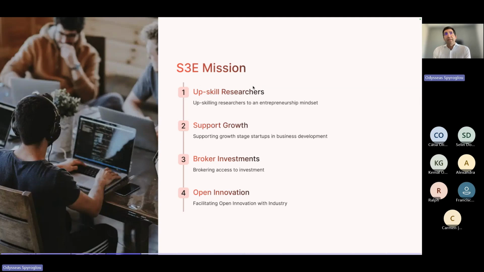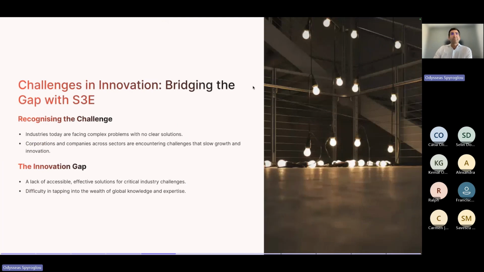In general, in S3E, our mission was to upskill the researchers. So that was done using the start track. But we are also aiming at supporting the growth of startups. So focus on startups that have already a proof of concept, are already in the market, and are looking to grow, and hopefully to broker some investments between startups and venture capitals or angel investors or other forms of funding, and of course support open innovation.